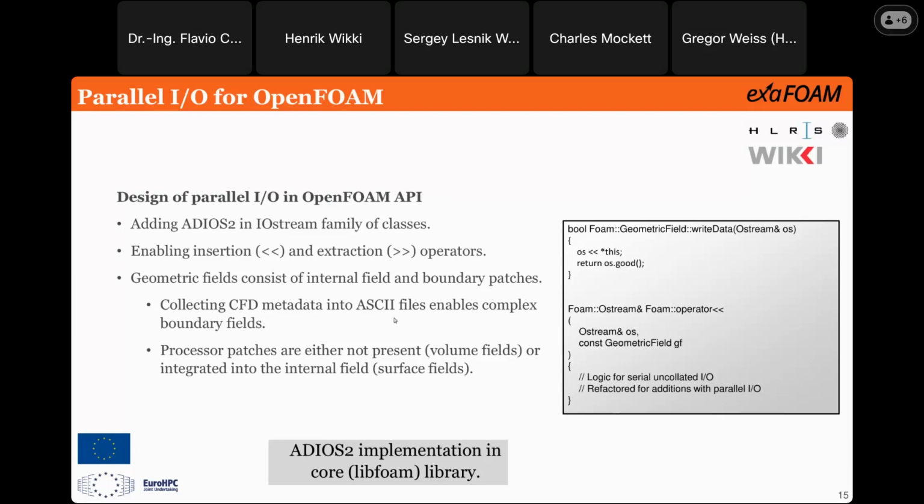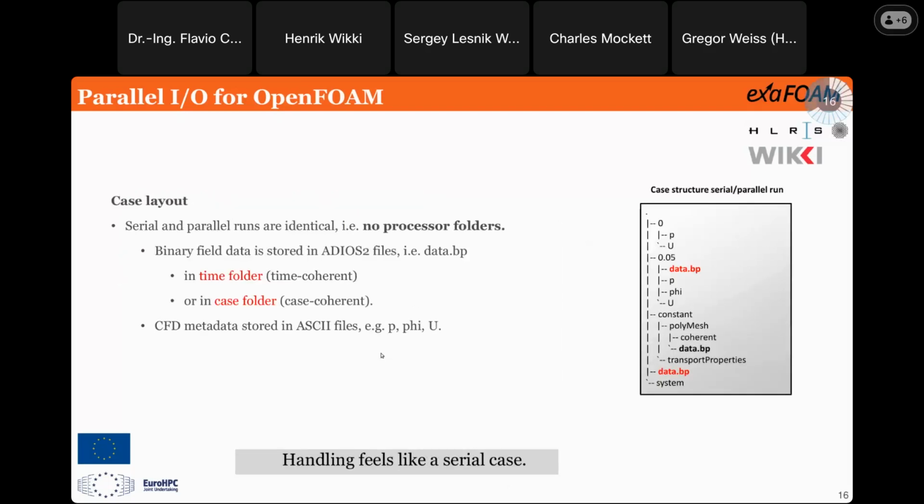So we have these ASCII files that still give us the CFD metadata, and the hardcore data is also, in some sense, or in some cases, in need of some reorganization. For instance, for surface fields, we will have to integrate the processor boundary patch values into the internal field of the coherent representation, right?